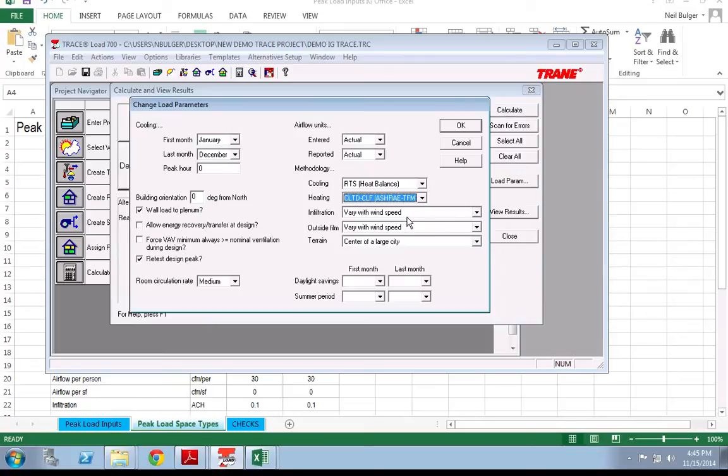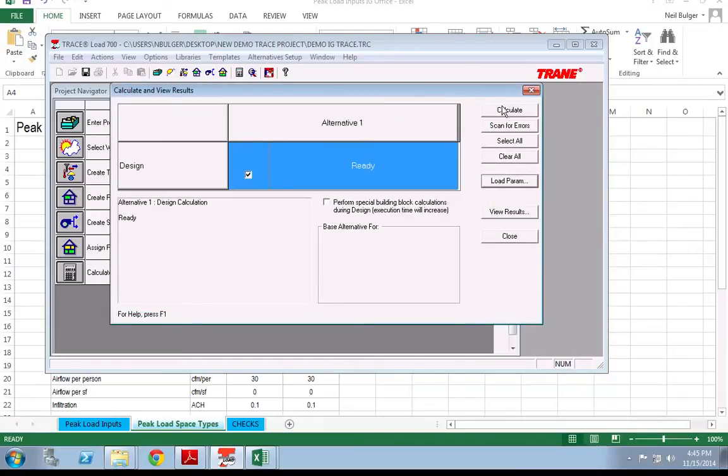You can also change the infiltration, the outside air film, whether you're in a city. A lot of this is just going to add a little bit of a different wind effect and convective effect on the outside of your building. I usually don't change those. You can if you would like, but for now, mostly just pick those two. So there we go. Now we're ready.